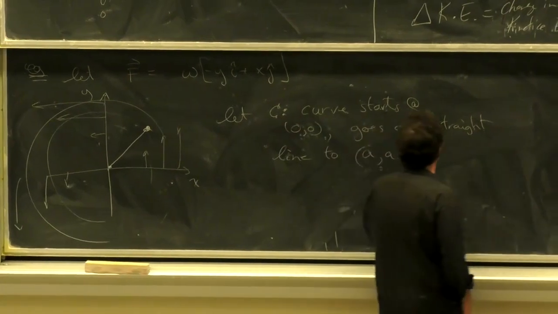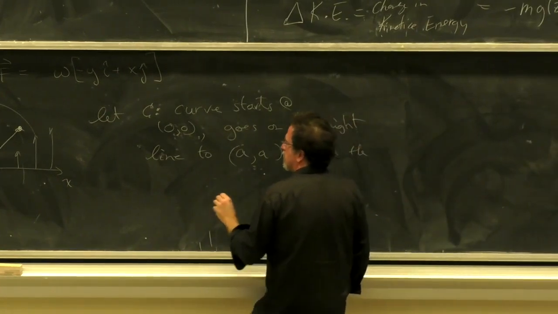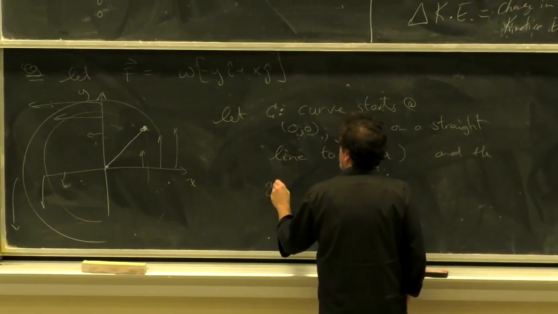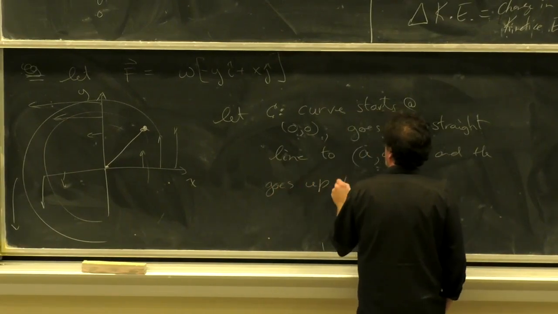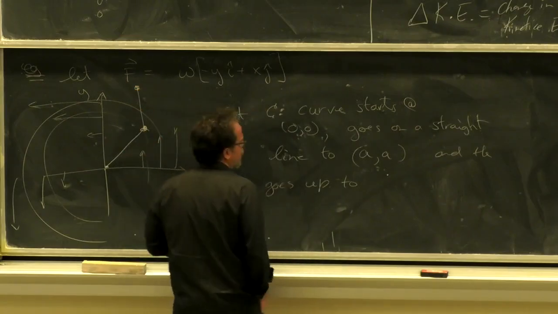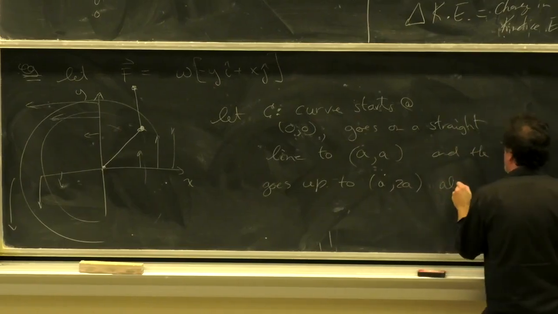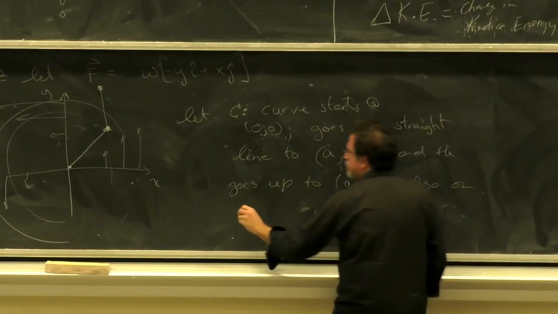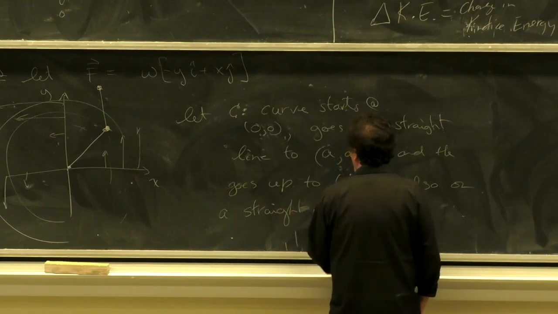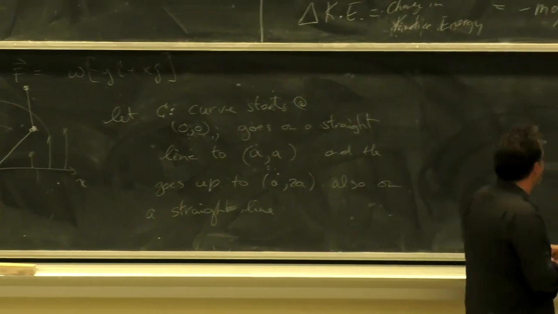And then it goes up to, let's make it go up to A, comma 2A. A, comma 2A, also on a straight line. Okay, these are the kinds of questions you might be confronted with. And we need to think about what this is going to do, okay?